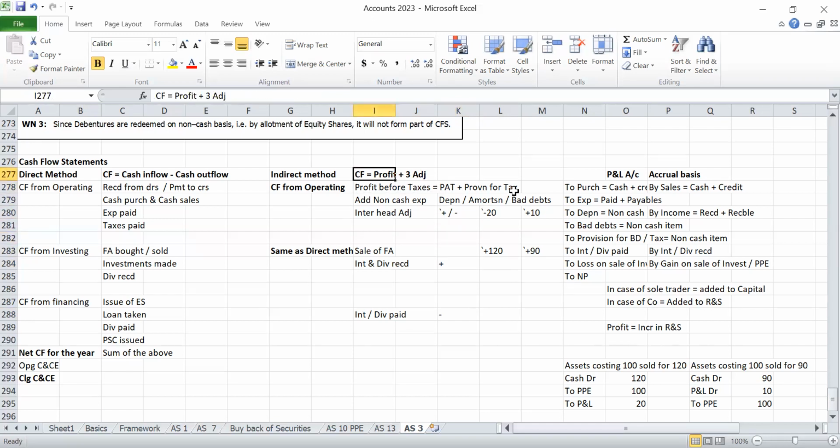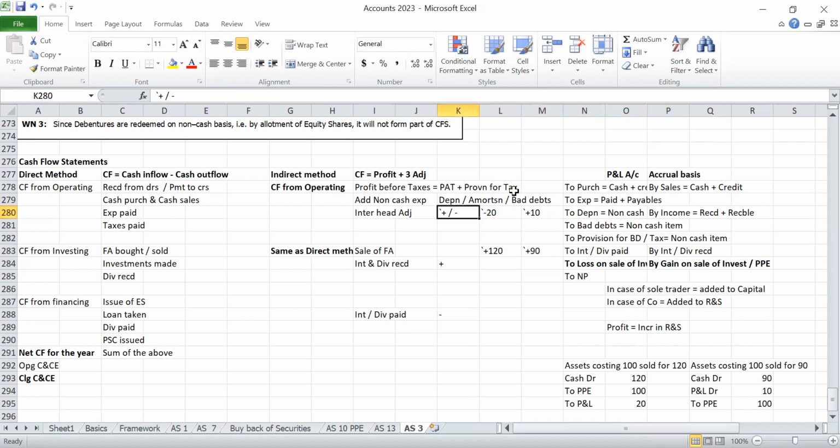In profit, we are going to make 3 adjustments. One adjustment is for non-cash expenses. Another is for inter-head adjustments. Inter-head adjustment examples: sale of fixed assets, interest and dividend received, interest and dividend paid. Just three examples I'm saying. Then, what are all the adjustments we have made? Loss, gain: this adjustment we have reversed.